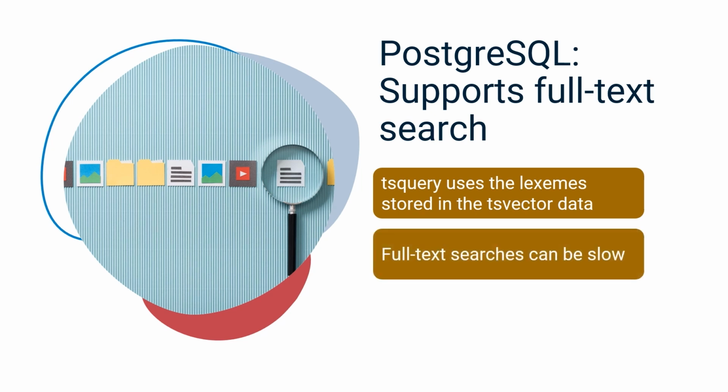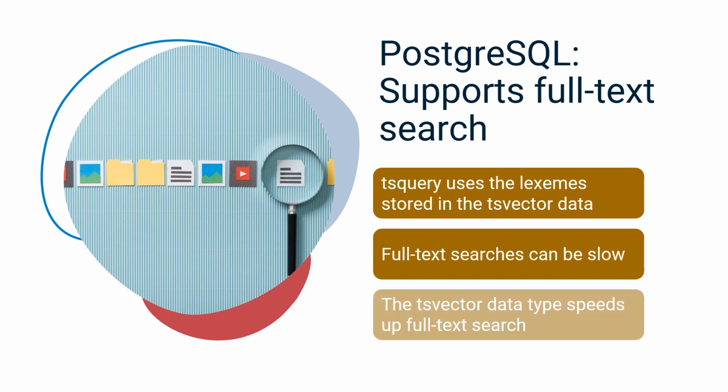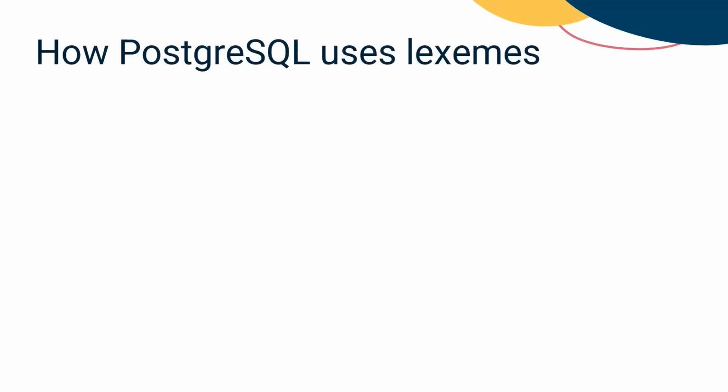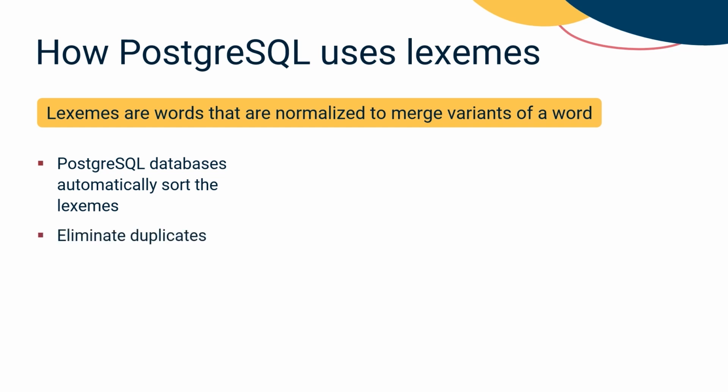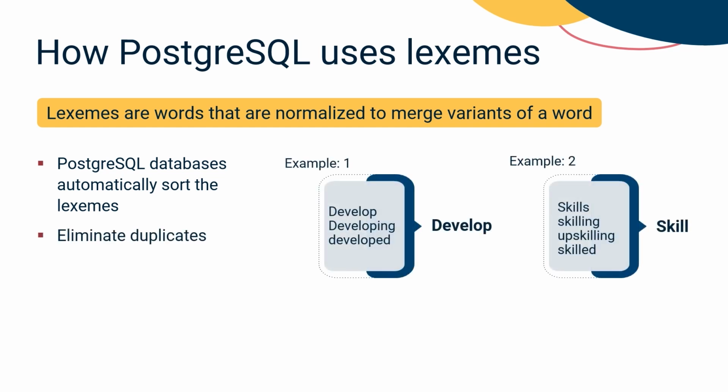Searching if a document contains a particular word is memory-intensive and slow. This is where the TS vector data type provided by PostgreSQL uses lexemes to speed up full-text search. The TS vector data type stores a string that contains a sorted list of distinct lexemes. So, what are lexemes, and why are they useful? Lexemes are words that are normalized to merge all variants of the same word. When text is inserted, the PostgreSQL databases automatically sort the lexemes and eliminate duplicates, resulting in faster search results.